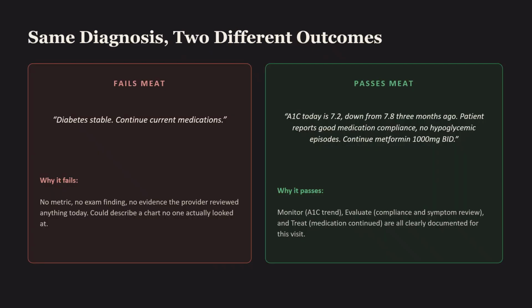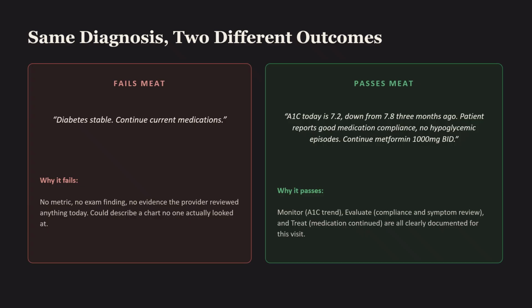Okay, so let's look at a good one and a bad one side by side. Sometimes seeing the difference next to each other helps it to click a little better in our minds, right? So on the left, we have the note that basically fails the audit. Diabetes stable, continue current medications. There's no metric here. There's no A1C value, no blood pressure, no exam finding. There's no evidence that the provider actually reviewed anything specific to diabetes today. So this sentence could describe a chart nobody actually looked at.